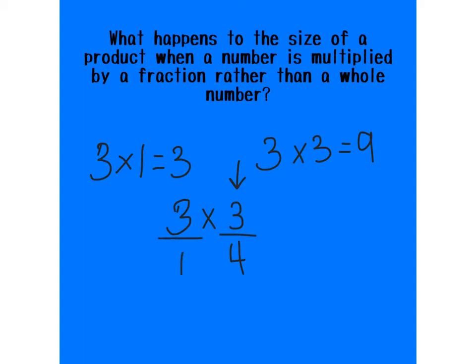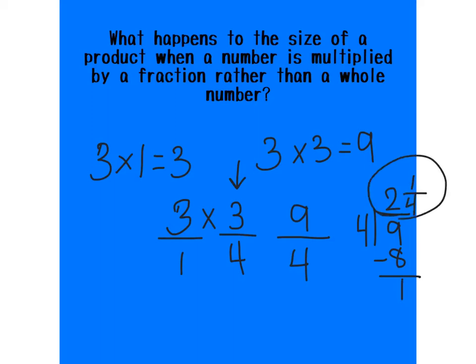3 times 3 is 9, and 4 times 1 is 4, and I get 9/4, which is a fraction greater than 1. And when I do my division, 4 goes into 9 2 times. 4 times 2 is 8. I subtract and I get 1. I get 2 1/4, which is less than 3. So we're going to be experimenting and discovering what happens when a number is multiplied by a fraction rather than a whole number.